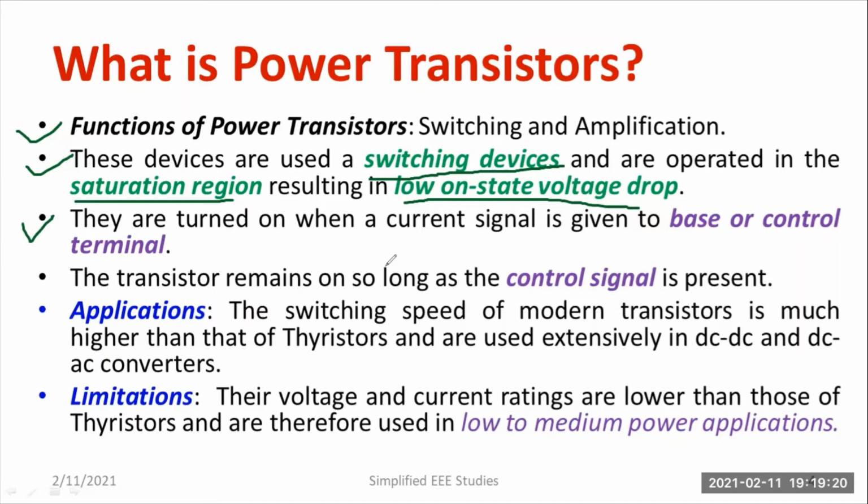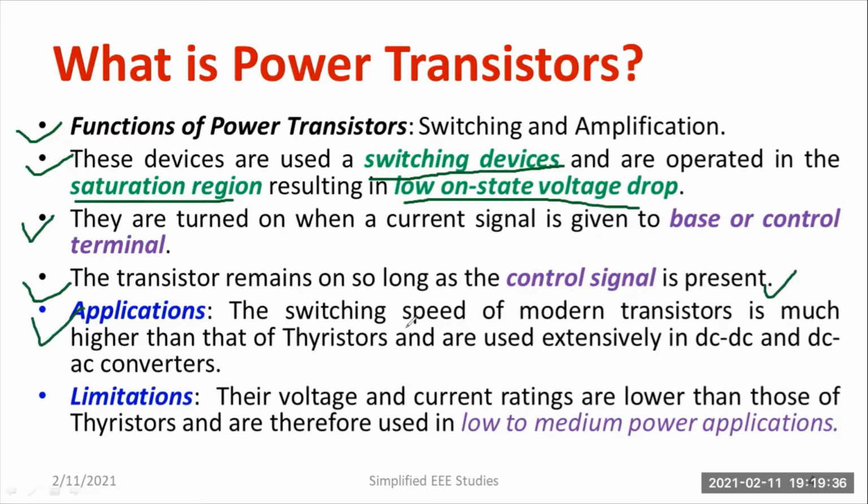Okay, so MOSFET is called a voltage control device and power BJT is basically a current control device. The transistor remains on as long as the control signal is present. What are the major applications of power transistors?